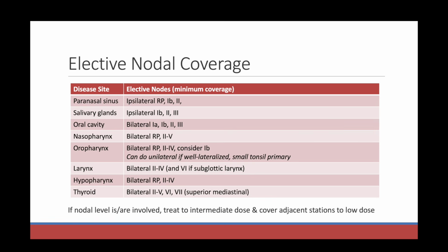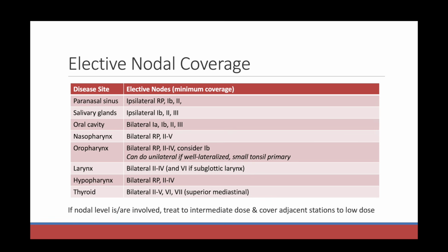So 2 through 4, almost always covering. 5, you're adding for nasopharynx, thyroid. Thyroid, you're also adding 6 and 7. Retropharyngeal, anything with pharynx in the name, or if it's a sinus, you're covering retropharyngeal. And then salivary glands and oral cavity, as well as sinus, you're covering level 1 lymph nodes as well.